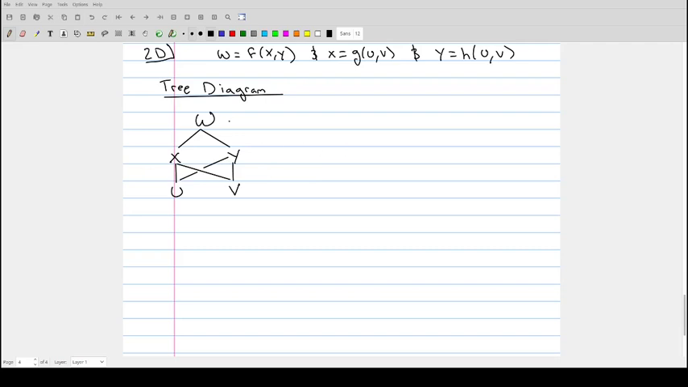The labels that we put on the tree diagram are still the same, though. This branch right here is going to stand for df dy, the partial derivative of f with respect to y. This branch is going to correspond to df dx. This branch right here is going to correspond to dg du, or partial g, partial u. These are all partial derivatives now because we have all multivariable functions. This branch is going to correspond to dg dv. This branch right here corresponds to partial h, partial v, and this branch right here corresponds to partial h, partial u.